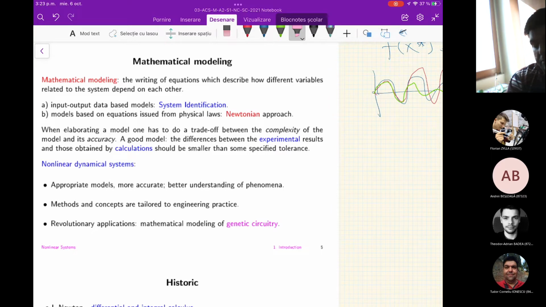Right. When elaborating a model, one has to do a trade-off between the complexity of the model and its accuracy. That only makes sense. You cannot have a simple model that is extremely accurate, and you cannot have an inaccurate model if it's very, very complex. Usually, when you want to capture more, you have to cope with increasing the dimension and or the complexity of the system.